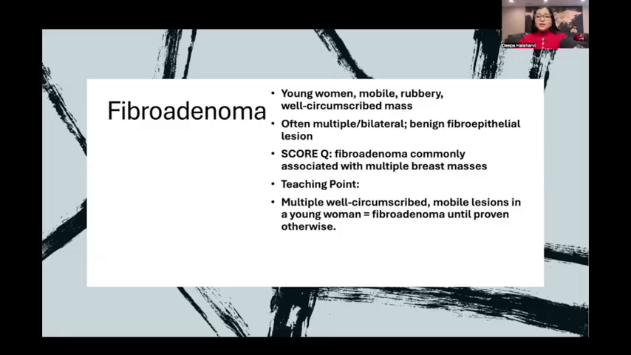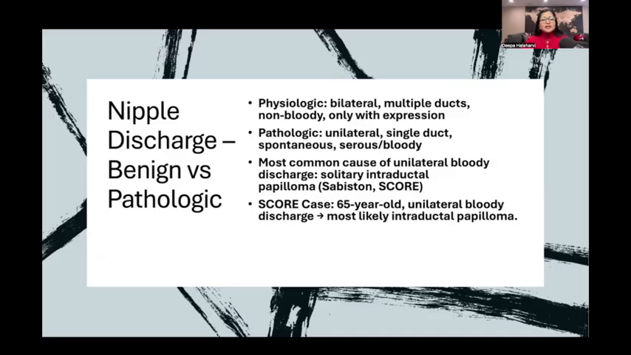And the question that may be asked on score is fibroadenoma, commonly associated with multiple breast masses. It's smooth, mobile. I think the teaching point is you really need to get a biopsy to make sure it's not cancer, but most of the time that's fibroadenoma. These are most commonly in young women who are on birth control, and getting a biopsy is a good idea.